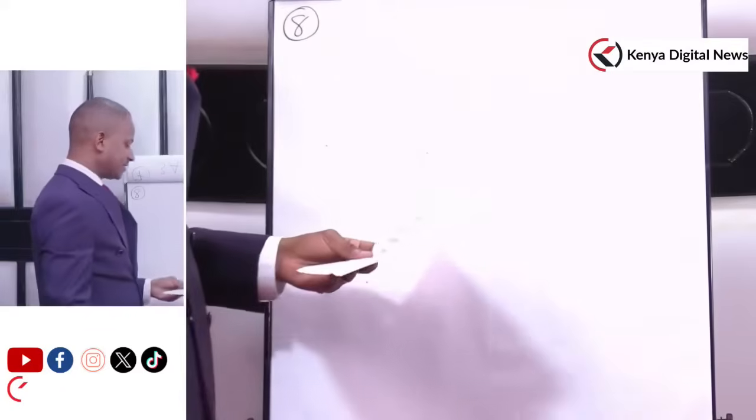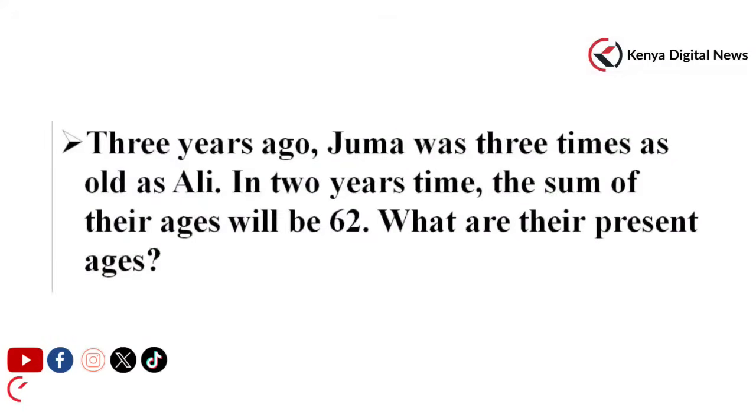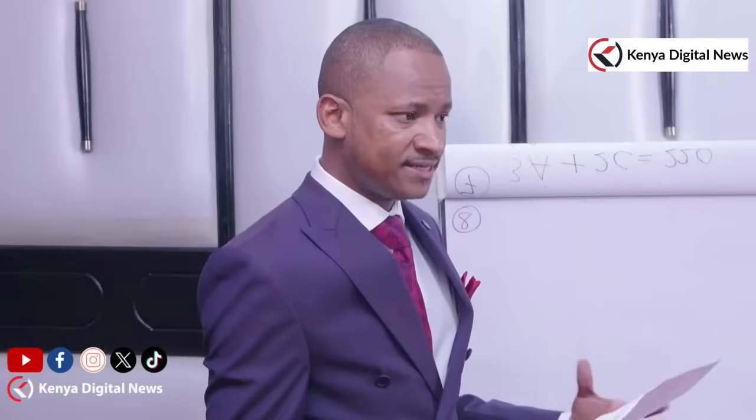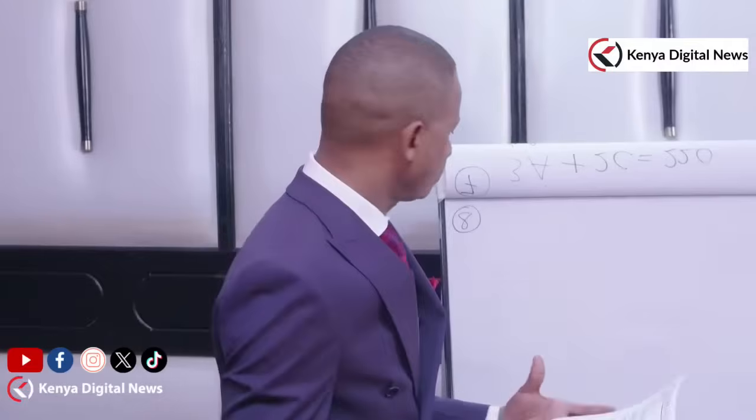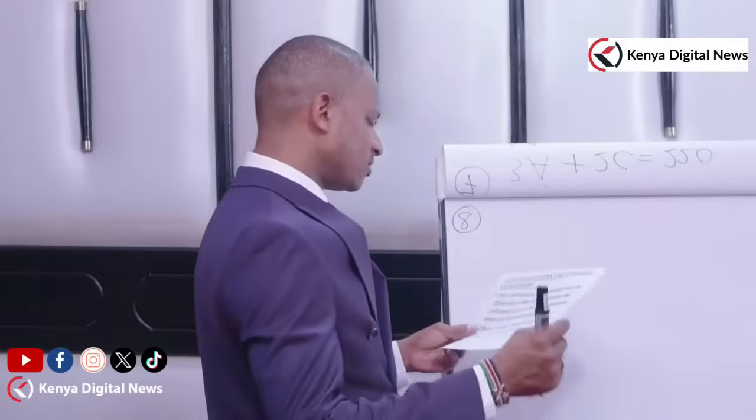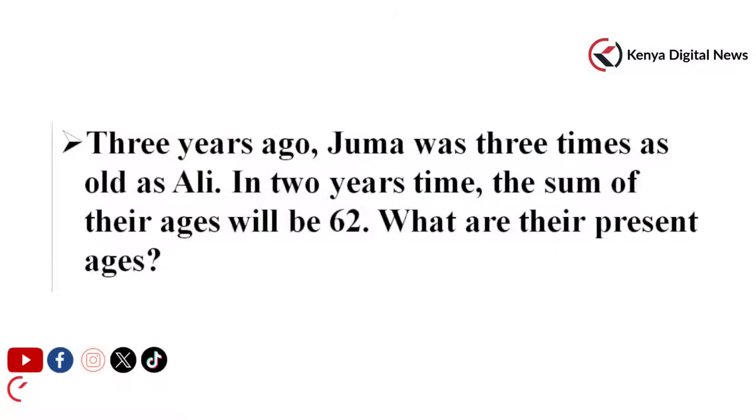It states, 3 years ago, Juma was 3 times as old as Ali. And I told you the way we got these questions, by the way, these are very common questions in examinations. Very, very common. Because I was sampling questions from 1989 to 2024 last year. And these are very common questions. So 3 years ago, Juma was 3 times as old as Ali.